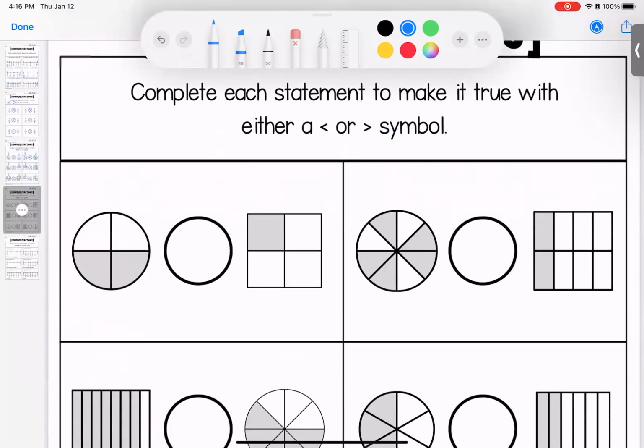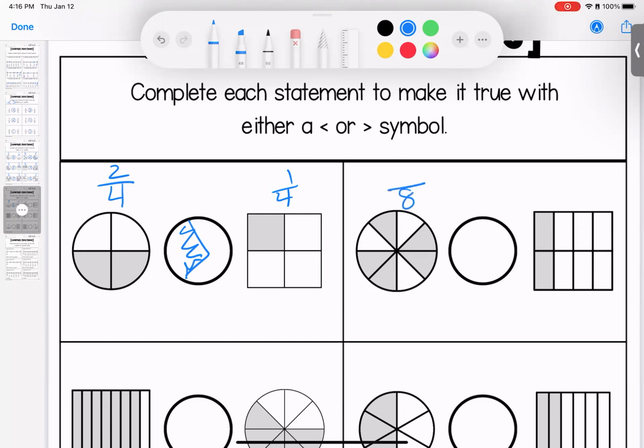All right, love bugs, this page is similar to the other in that I've given you the picture and you need to write your fractions and your symbol. The difference here is that we're comparing different shapes, but the amount is what matters. So let's dive in. This circle has 4 pieces, 2 are colored. This square has 4 pieces, 1 is colored. 2/4 are greater than 1/4.